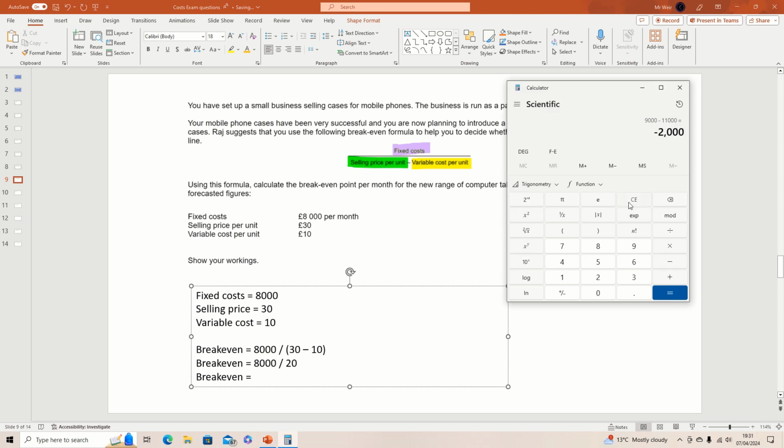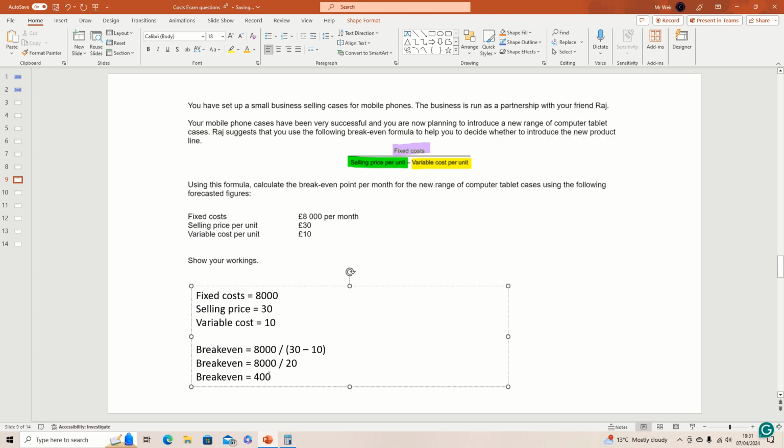So it's 8,000 divided by 20 is 400. And lots of people, as a common mistake, put the pound sign in. Break even is not about money, it's about the number of items. So we do not put a pound sign. It means we need to sell 400 cases to break even.